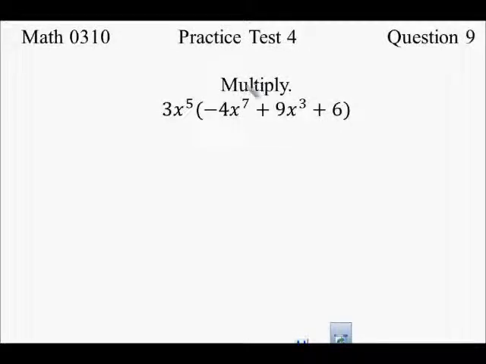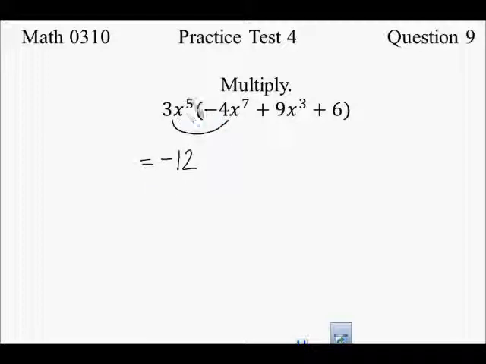Question 9, multiply. So we have this term 3x to the fifth, and we have a quantity next to it, so we're going to be multiplying the term 3x to the fifth into each term in this quantity here. And so we're just distributing. Let's look at 3x to the fifth times negative 4x to the seventh. So we want to look at the like parts. So we look at the coefficient first. We have 3 times negative 4. 3 times negative 4 would give us negative 12.